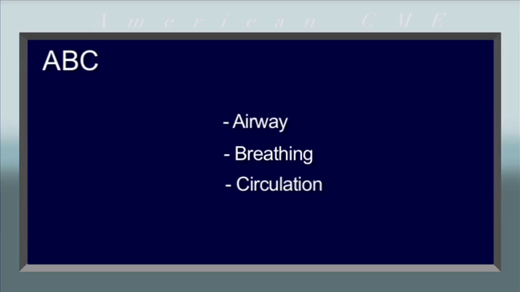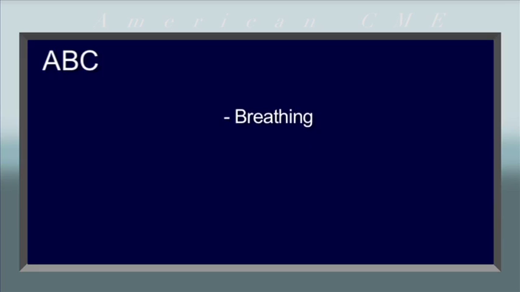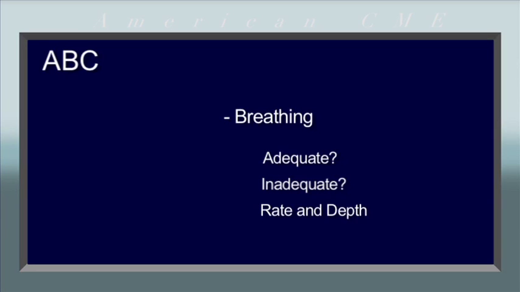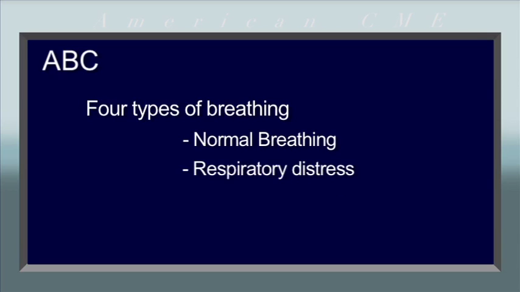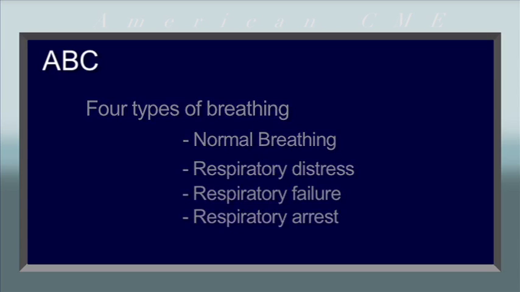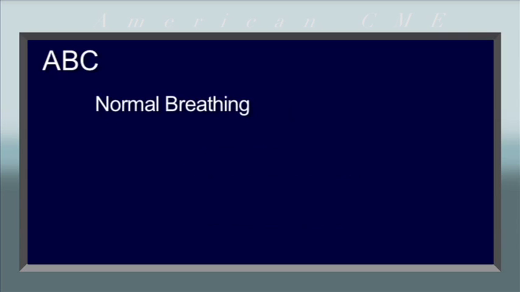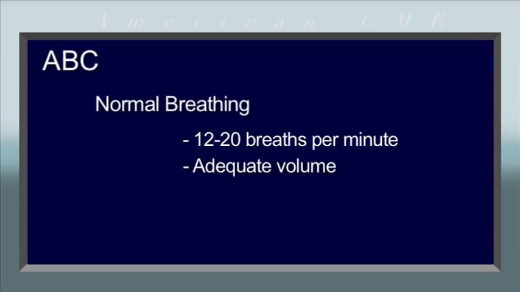When assessing for breathing, the care provider should first consider if the patient's breathing is adequate or inadequate. During this time, you are evaluating the rate and depth of the patient's breathing cycle in order to determine the patient's minute volume. A patient can fall into one of four categories when assessing breathing: normal breathing, respiratory distress, respiratory failure, and respiratory arrest. Normal breathing is a ventilatory effort that is free of any distress, and for adults, typically will fall within a range of 12 to 20 breaths per minute with adequate depth. For alert and oriented patients with normal breathing, no actions may be required.